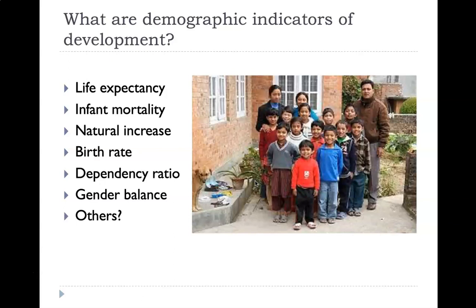Gender balance too. If you have more women than men, that's generally a developed place. If you have more men than women, that is generally a developing place, right? And that has to do with life expectancy and women living longer. If you have a place that has more men, we tend to look at a less developed place, and we start talking about maternal mortality rates, which we'll get to at the end of our section here.